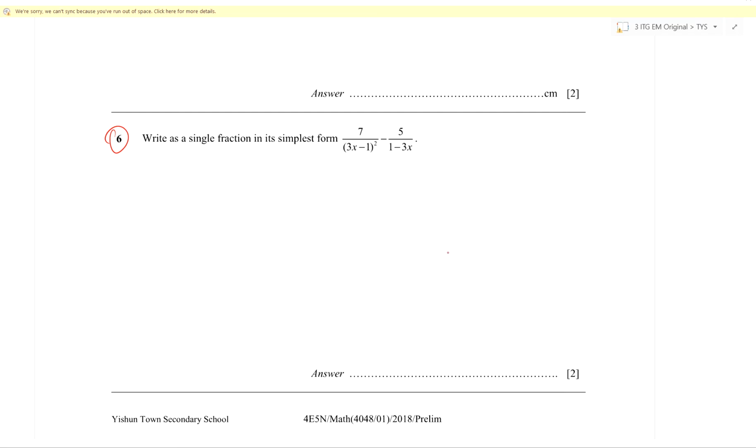Look closely at the denominators. This is 3x minus 1, this is 1 minus 3x. Do they look really similar to each other? Yes, right? Can I convert 1 minus 3x to become 3x minus 1? Yes, I can. So from here, the next step, 3x minus 1 squared. I keep everything first. I'm going to show you step by step how we change 1 minus 3x to become 3x minus 1.